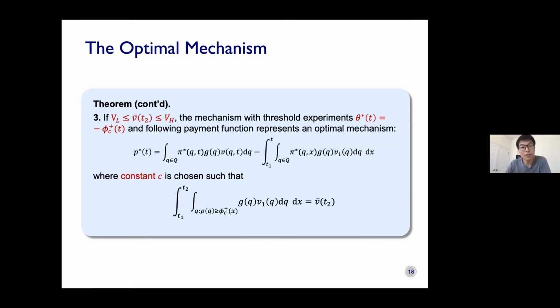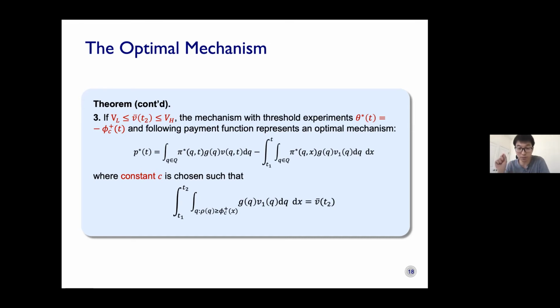The more interesting part is actually when V bar T2 is in the middle between V low and V high. It turns out that in this case, the mechanism is going to have a threshold experiment that depends on the mixed virtual value, which is phi C, for some constant C that is carefully chosen in the following way.